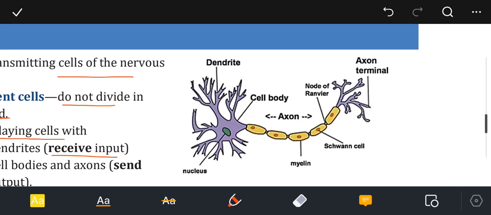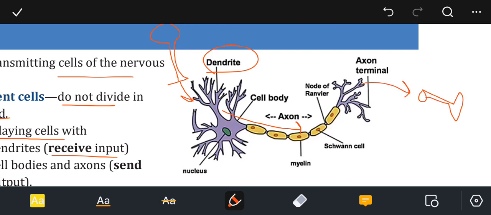So suppose these are the dendrites, and there is a neuron present over here. The signal will come on the dendrites, it will travel on the axon, and then from the axonal terminus it will move to the next neuronal dendrites and so on.